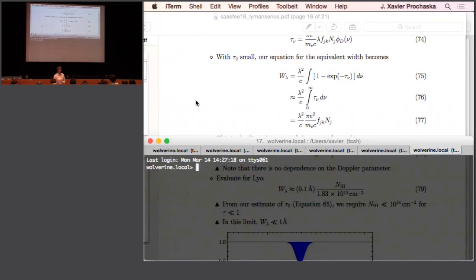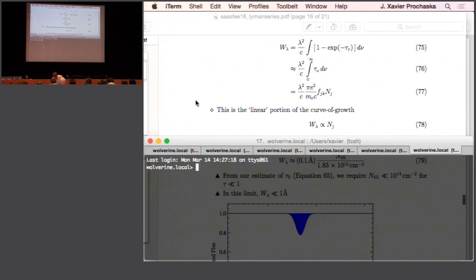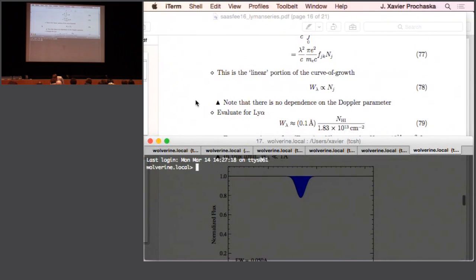That's valuable. That is to say, if you have sensitive enough data to measure small equivalent widths, then you can directly estimate the physical quantity, the column density of that gas, independent of the Doppler parameter. There's no Doppler broadening in this term. It just depends on the quantum mechanics, the energy level, the oscillator strength, and this column density. We refer to this, therefore, as the linear portion. It's both the weak or the linear portion of the curve of growth. Again, equivalent width is proportional to the column density.